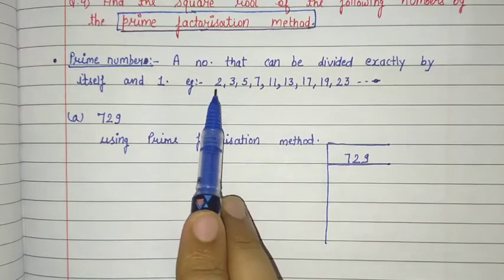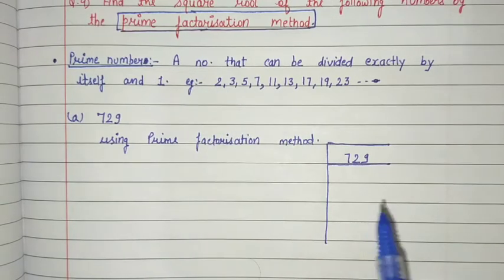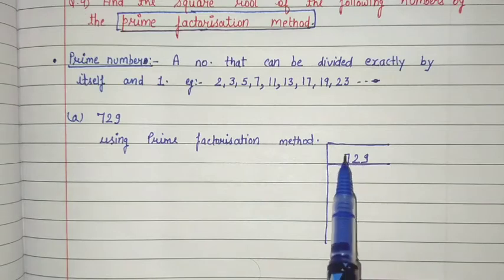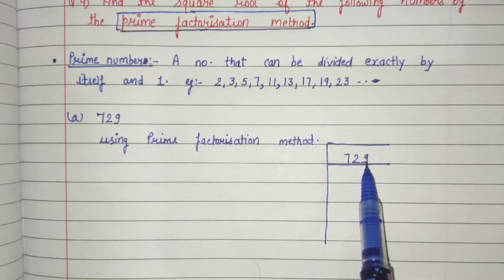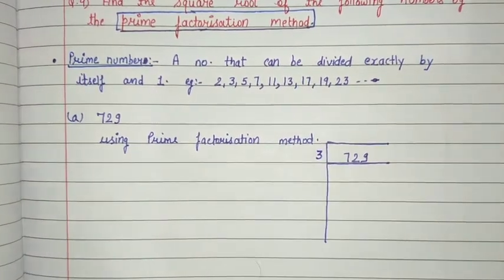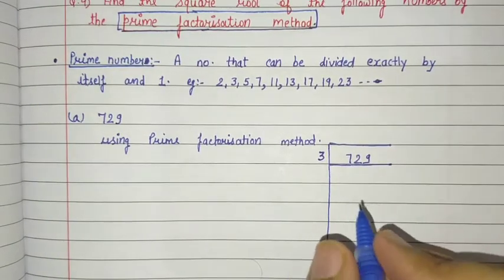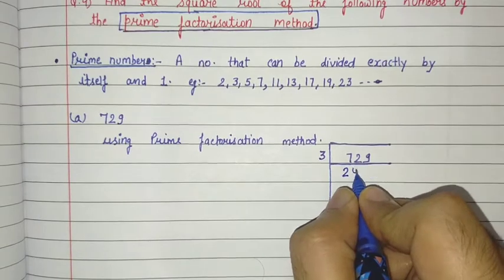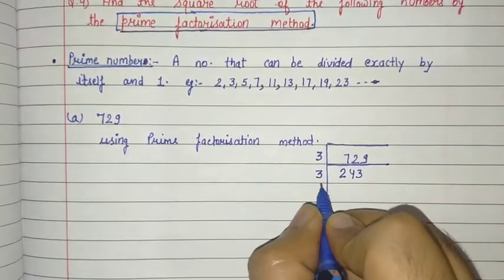so it is not divisible by 2. So the next prime number is 3. The divisibility rule of 3 is, if you add the sum of the digits, 7 and 2 is 9, 9 and 9 is 18. 18 is divisible by 3, so this number is also divisible by 3. So we will do the division with 3. If you divide it, the answer is 243. Again this number is divisible by 3.